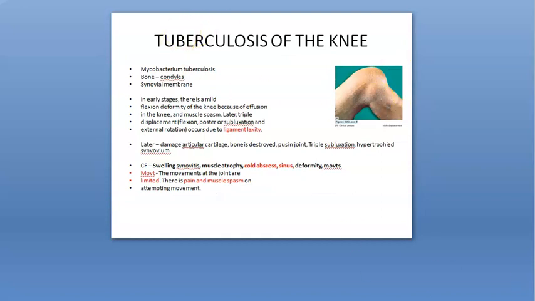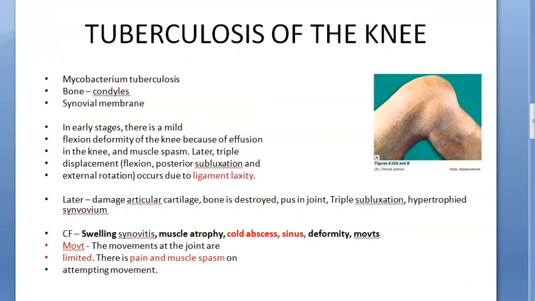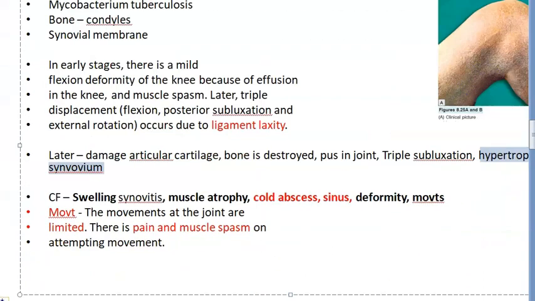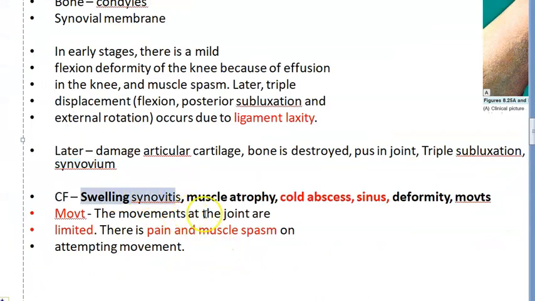Basically this tuberculosis is by Mycobacterium tuberculosis. Initially it will affect the bones, especially the condyles, then the synovial membrane. Initially there will be flexion deformity of the knee, then there will be flexion, external rotation, and posterior subluxation. That is nothing but the triple displacement. All this happens because of ligament laxity. Then you can see damaged articular cartilage. The bone gets destroyed. There is pus in the joint. There can be hypertrophied synovium. The presenting complaints can be pain, synovitis, swelling, muscle atrophy, cold abscess, sinus, deformity, movement restriction, etc.